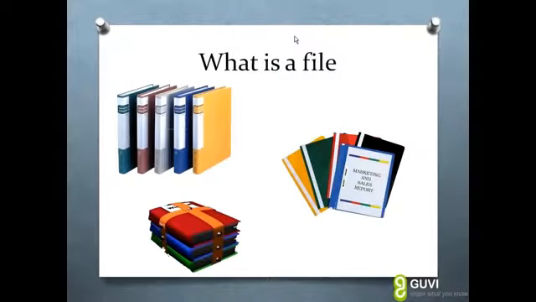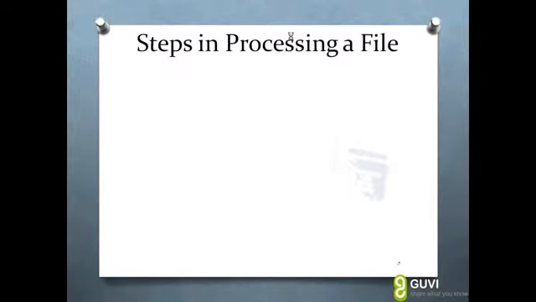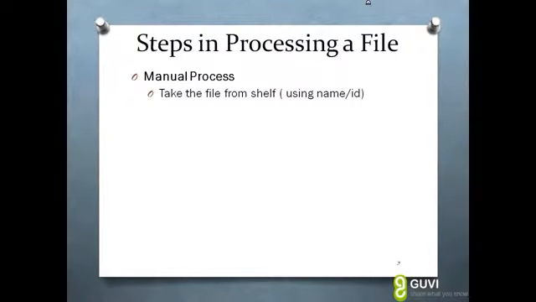For example, if you have some contents like a student's name, and you want to save it, a file helps. Let's go to the manual process, what happens in the real world. Generally, if you want to take a file, we take it from the shelf using the name or the ID, for example, third file, blue color. We will open it, modify it, rewrite it or add something to it, and then close it and keep it back in the shelf.